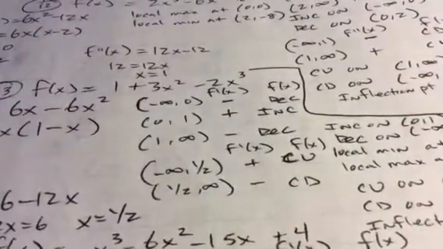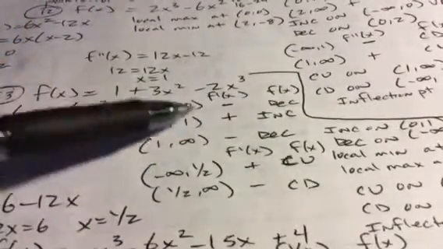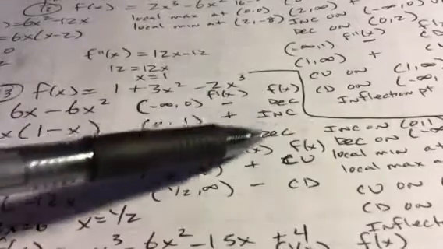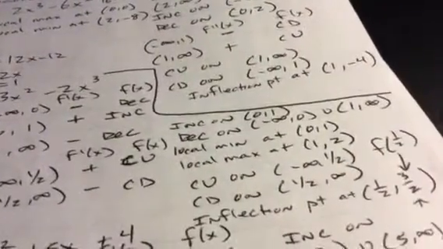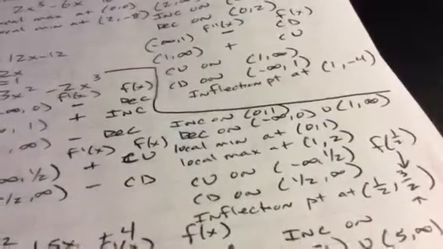Again, when it goes from decreasing to increasing, that tells me that 0 is going to be a local min. When it goes from increasing to decreasing, 1 is going to be the x-coordinate for my local max. Plug those into the original, and there's your local min and max.